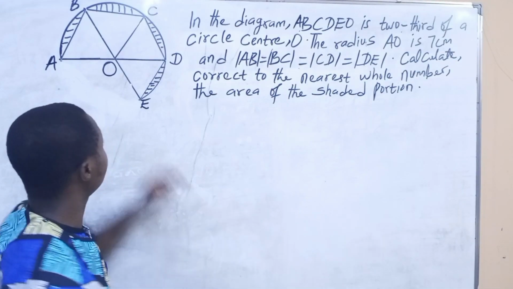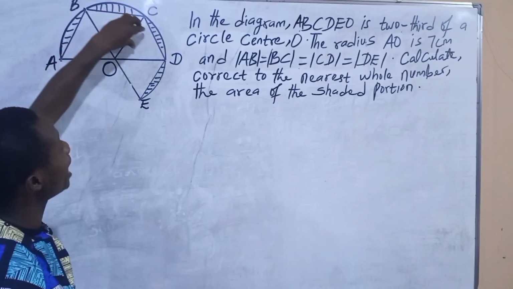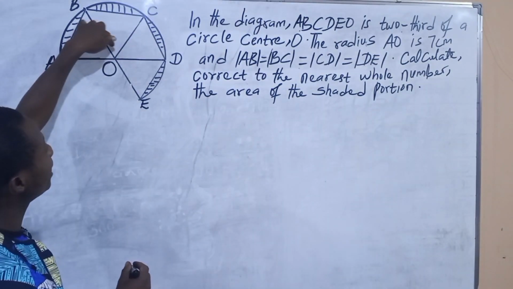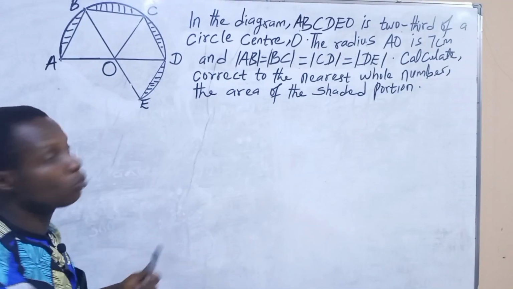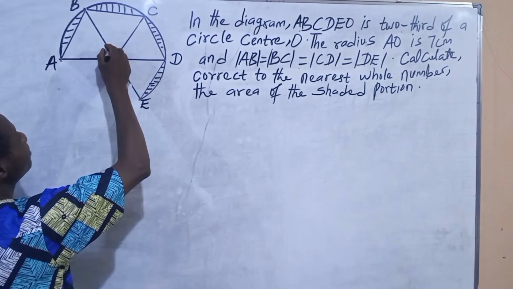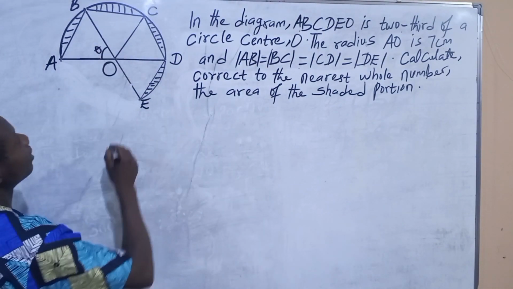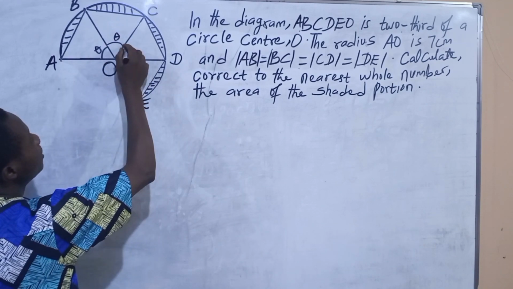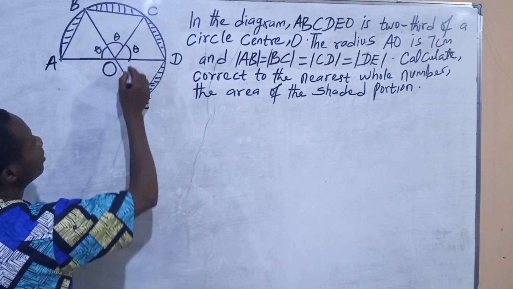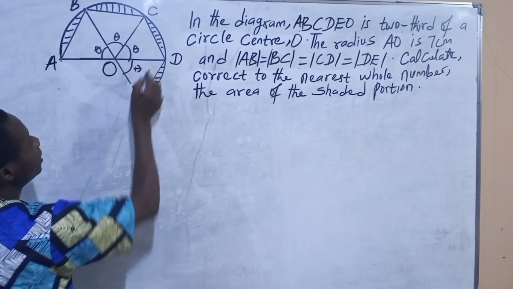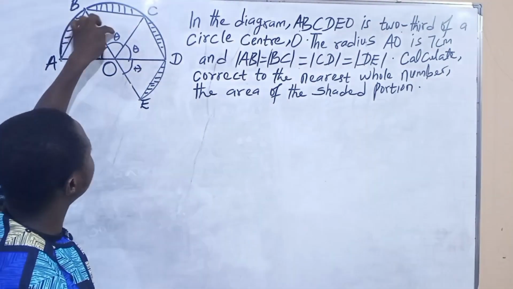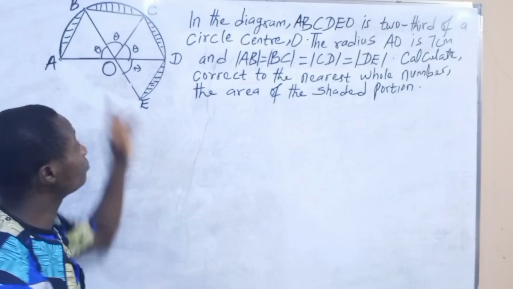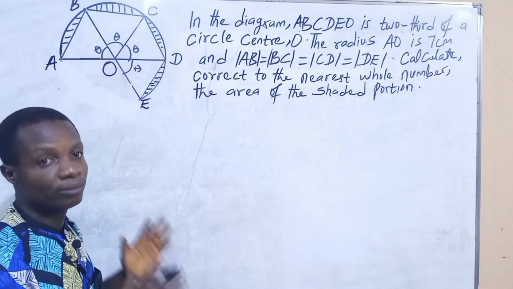Just listen to this. These portions are all equal. So the angles subtended at the centre are also equal. What it means is that if this angle is theta, this is also theta, this one is also theta, then here is also theta. So every part here is equal, which means each subtends an angle of theta at the center of the circle.